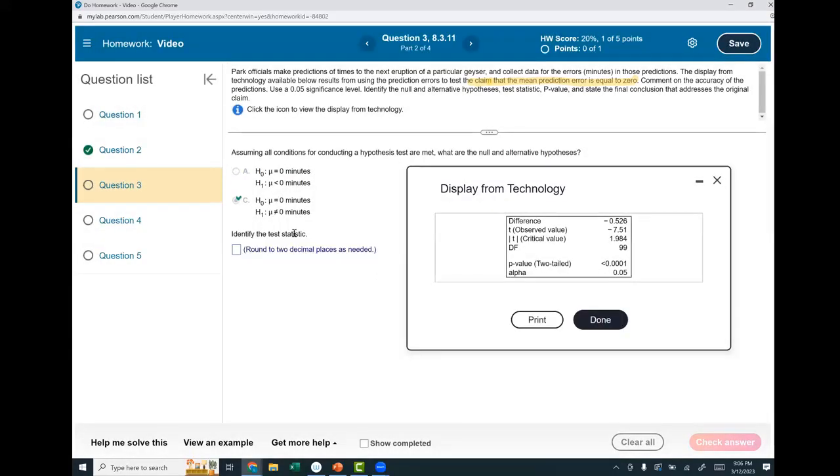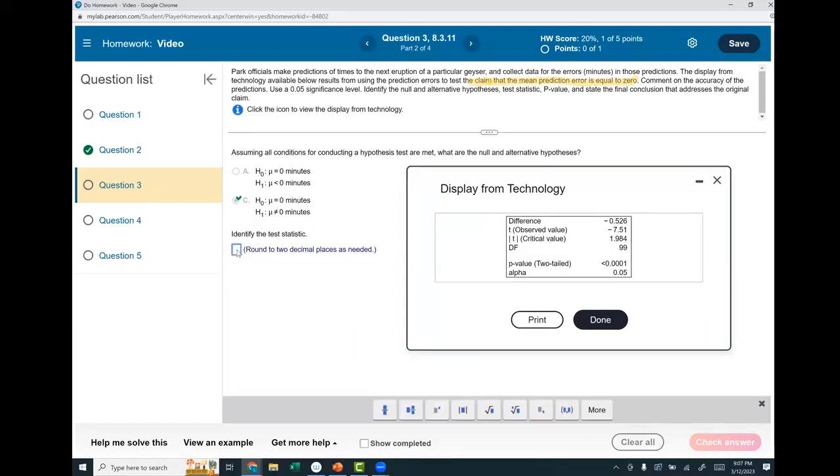Now identify the test statistic. The test statistic is not the critical value, it is this observed value. It's the t-value that you're getting from the information that you're given. We don't have the information, we just have a summary. So here, this would be negative 7.51.